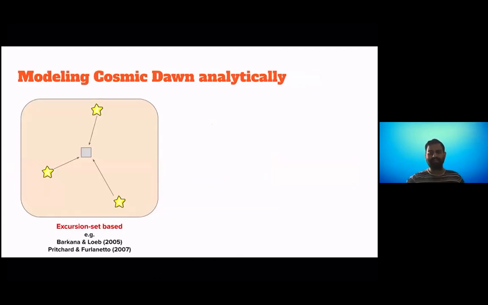In this talk, I'll focus on analytical methods to model the cosmic dawn. For more than a decade, only excursion set-based methods were used to analytically model the 21 centimeter signal. In a simple picture, in the excursion set-based approach, we look at a location and try to figure out what impact the photon sources in its surrounding have had at this location.